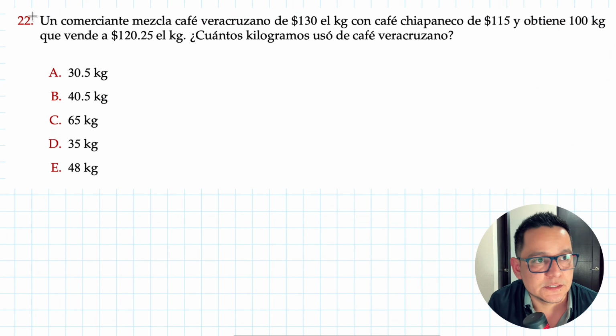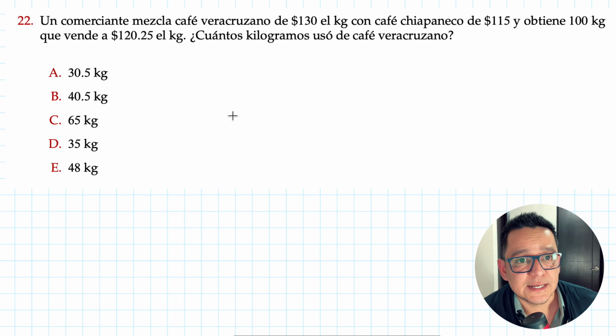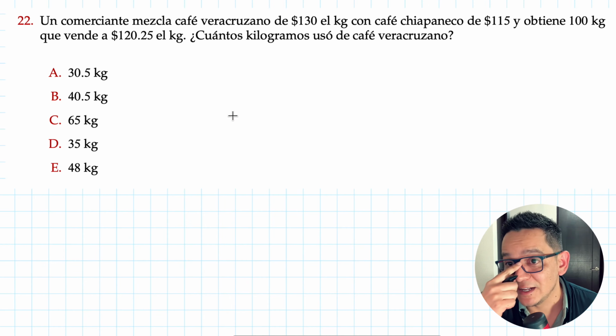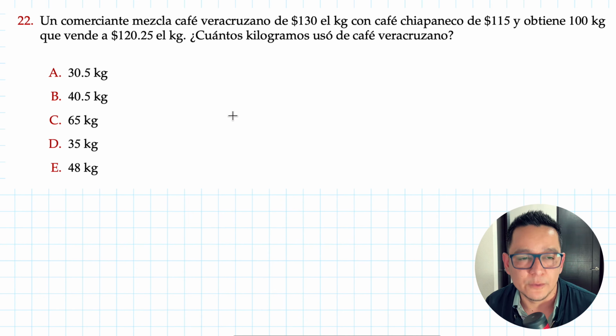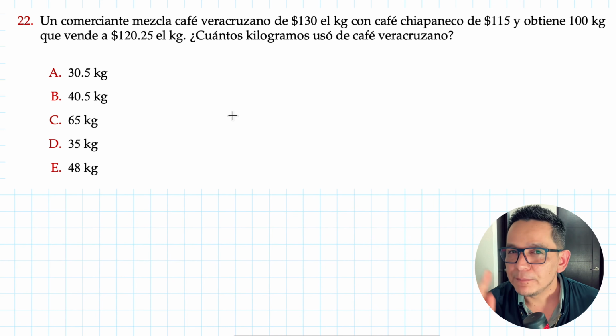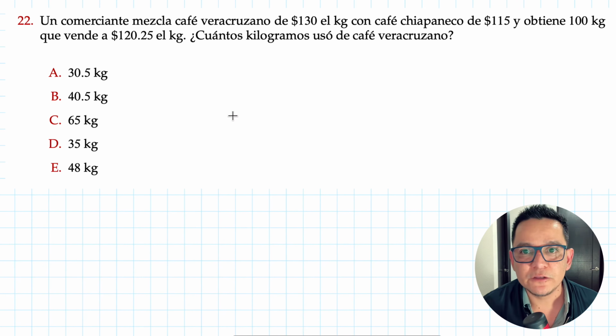Suppose a merchant mixes Veracruz coffee, which costs about 130 pesos, and economy Chiapas coffee at 115, with Paneco coffee at 115, and he gets 100 kilograms, which he sells at 120.25 per kilogram. Okay, how many kilograms of Veracruz coffee did he use? This problem, as written, seems extremely difficult, and it might seem very similar to what we were looking at with painting the houses, with Diego and Emilio, I think it was. But it's really not like that.